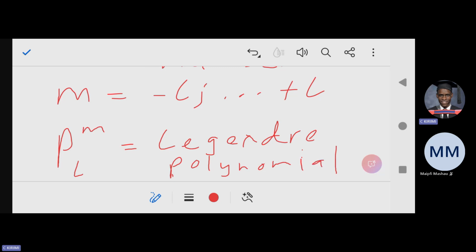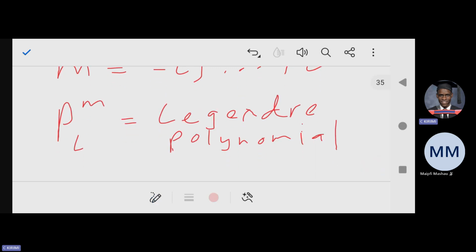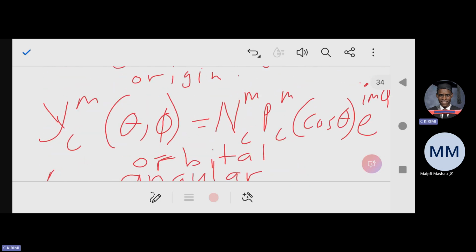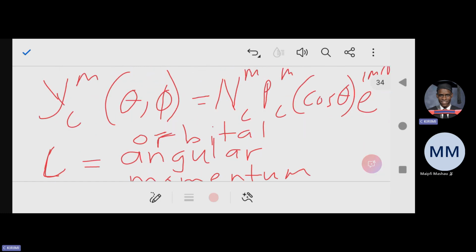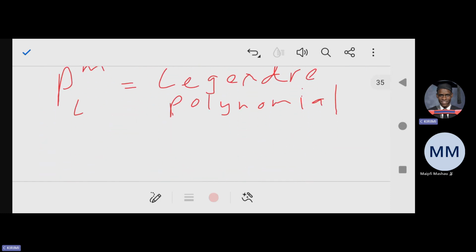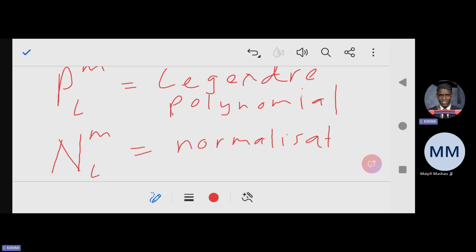These are just the definitions of the formula so that you are aware. So we have that P, and also we have the N, the normalization constant. When we are normalizing, wanting to get a 1, we find the normalization constant. So that N, NLM, stands for the normalization constant. So you must know what each symbol means there.